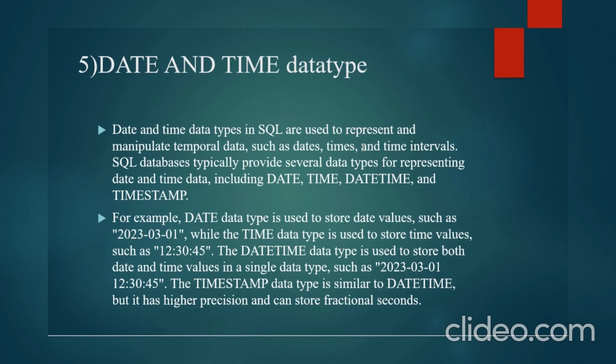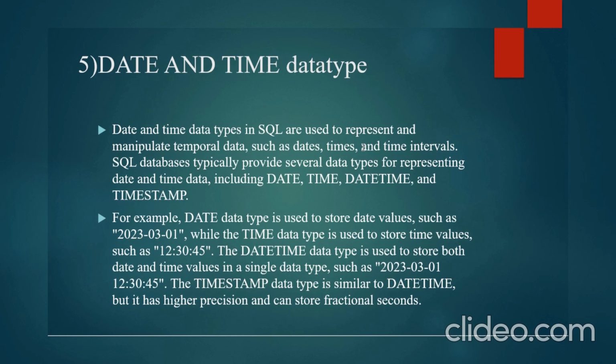Now let's see the fifth one, that is the date and time data type. The date and time data type in SQL is used to represent and manipulate temporal data such as dates, times, and time intervals. SQL databases typically provide several data types for representing date and time data, including date, time, and timestamp. For example, the date data type is used to store date values such as 2023-03-01, while the time data type is used to store time values such as 12:30:45.